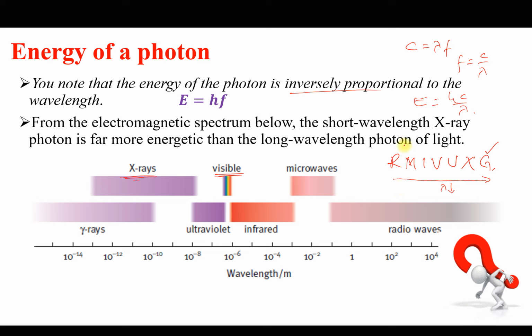And in fact, moving from radio waves to gamma rays, the frequency is increasing. Gamma rays have the highest frequency, and energy is equal to hf. Gamma rays with the highest frequency therefore have the highest energy.